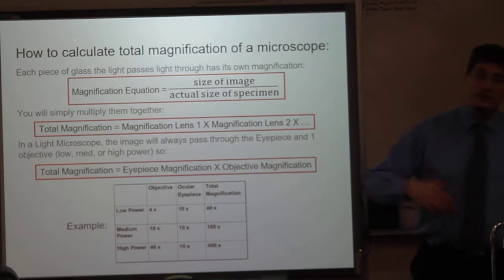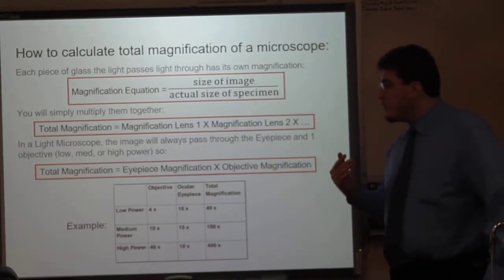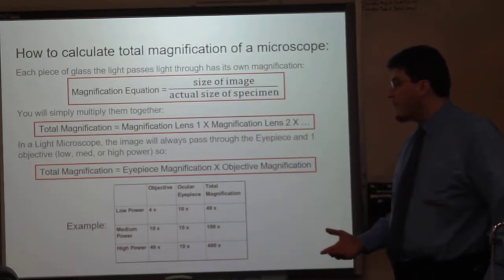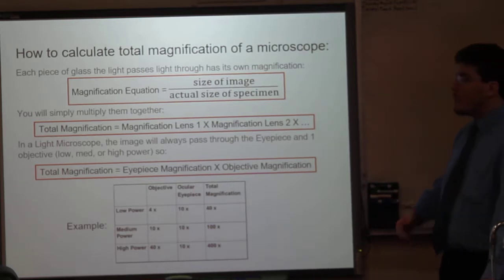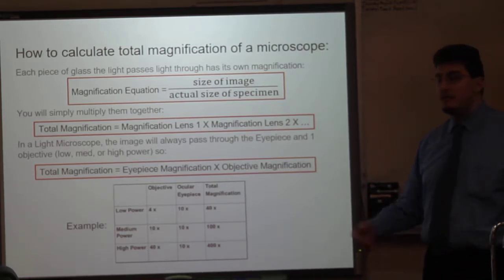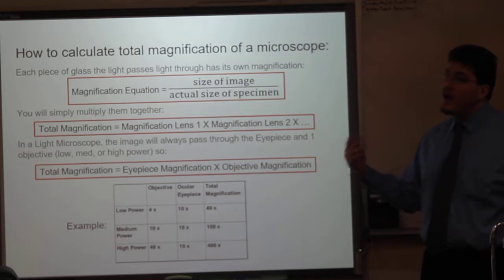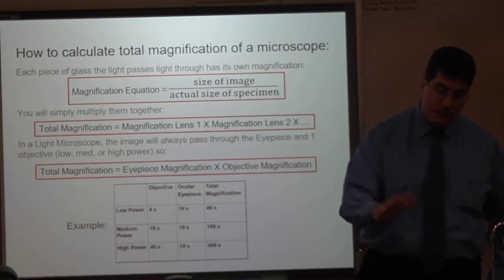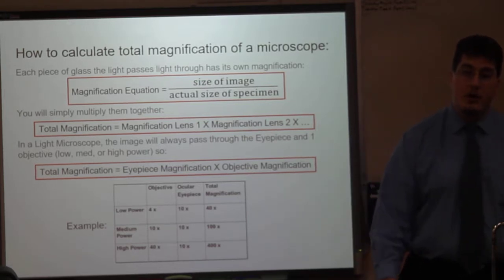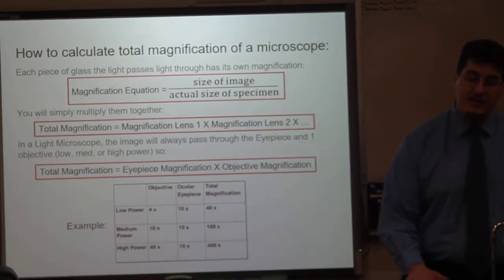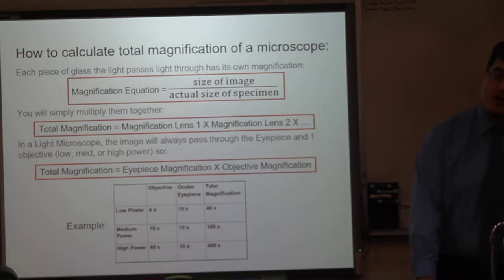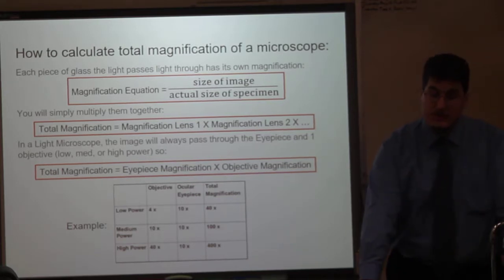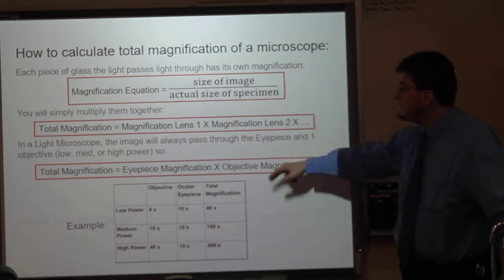The objective can vary depending on whether you are on low, medium, or high power. Low power objective will be 4 times magnification, medium will be 10 times, and high power will be 40 times. Your total magnification will be 4 times 10, 40 for low power, 10 times 10, 100 for medium power, and 40 times 10, 400 for high power magnification.